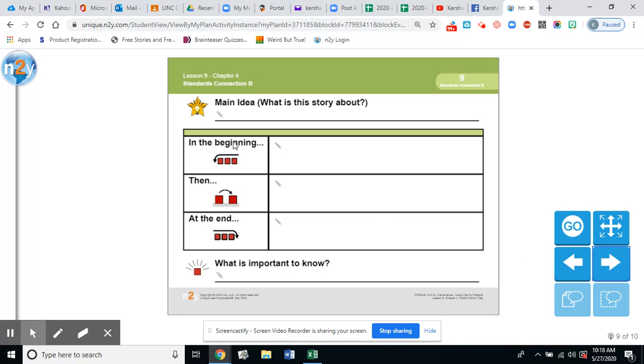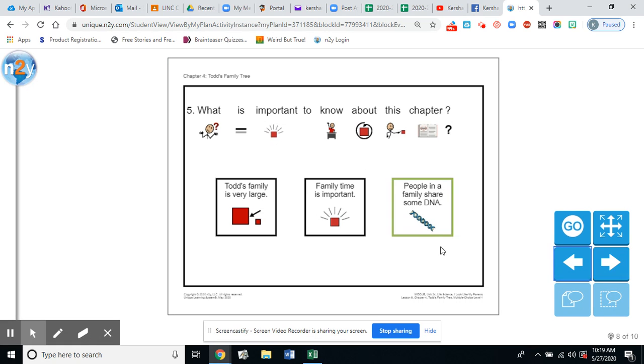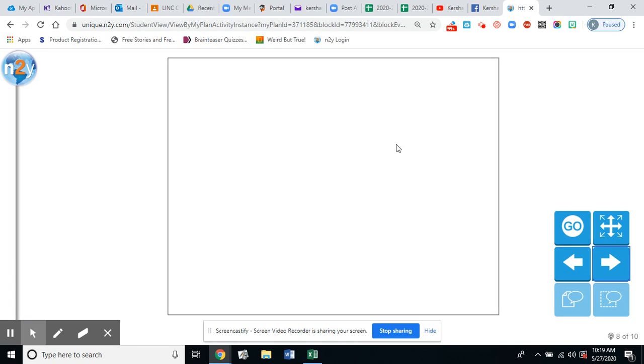Okay, and then you can do this on your own time. The main idea, what is this story about? What do you think? I'll let you finish that in your own words. Like, for example, I would say, just like question number 5, people in a family share some DNA. That's what I would put down for the main idea.